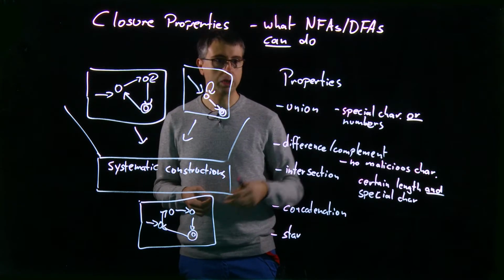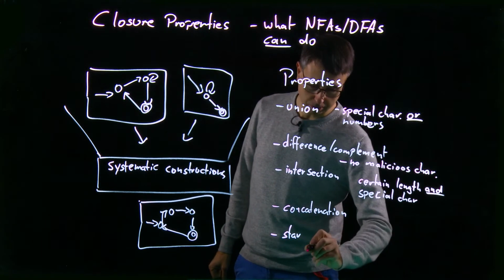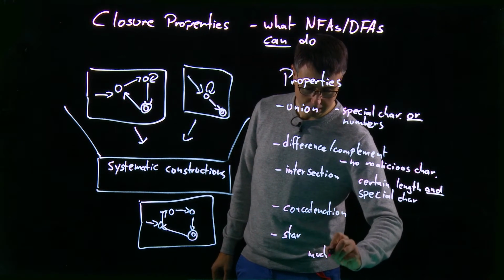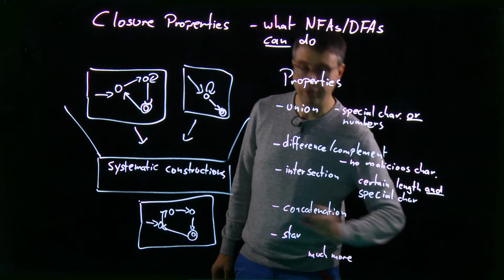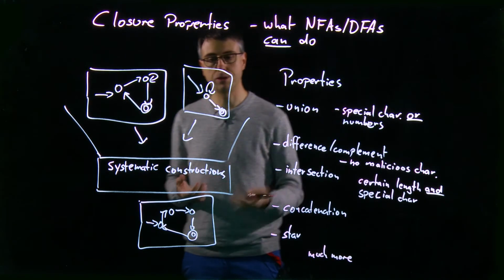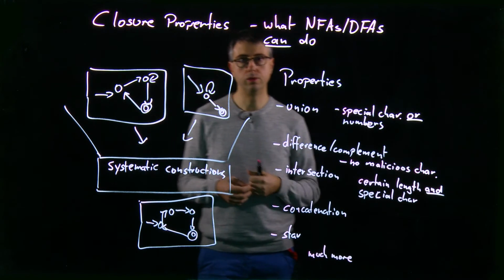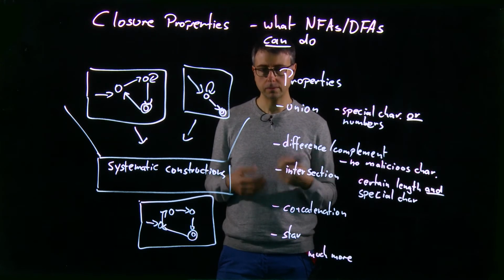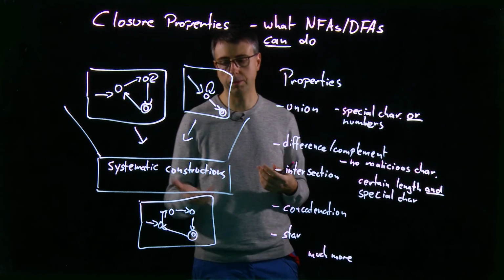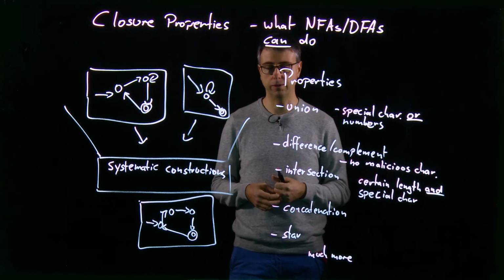Here, the regular languages, they are closed under all these properties and much more. And in the following videos, we'll have a look at each of the properties and how to actually construct new automata from given automata to get an automaton for this property, for this operation.